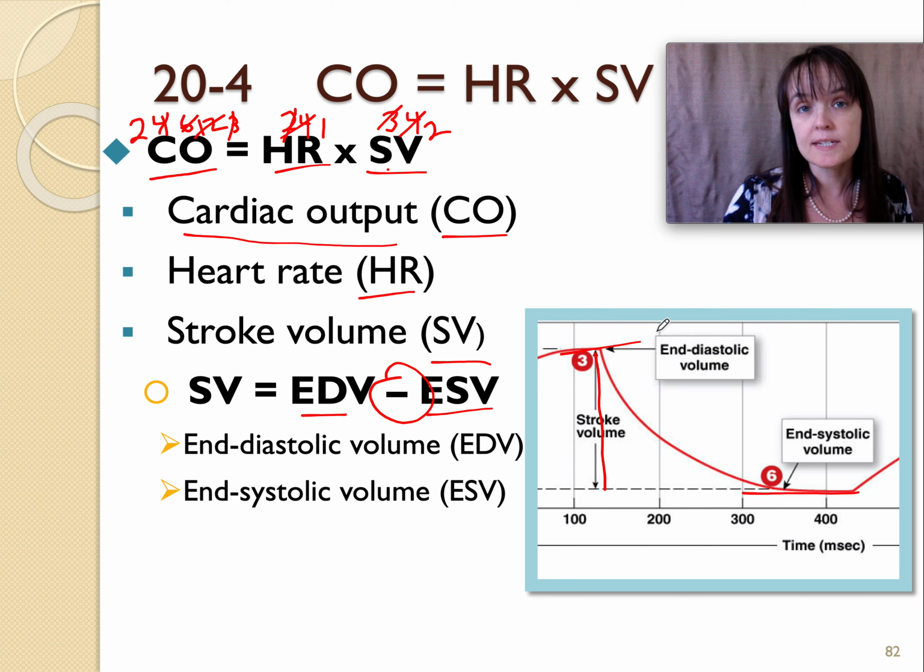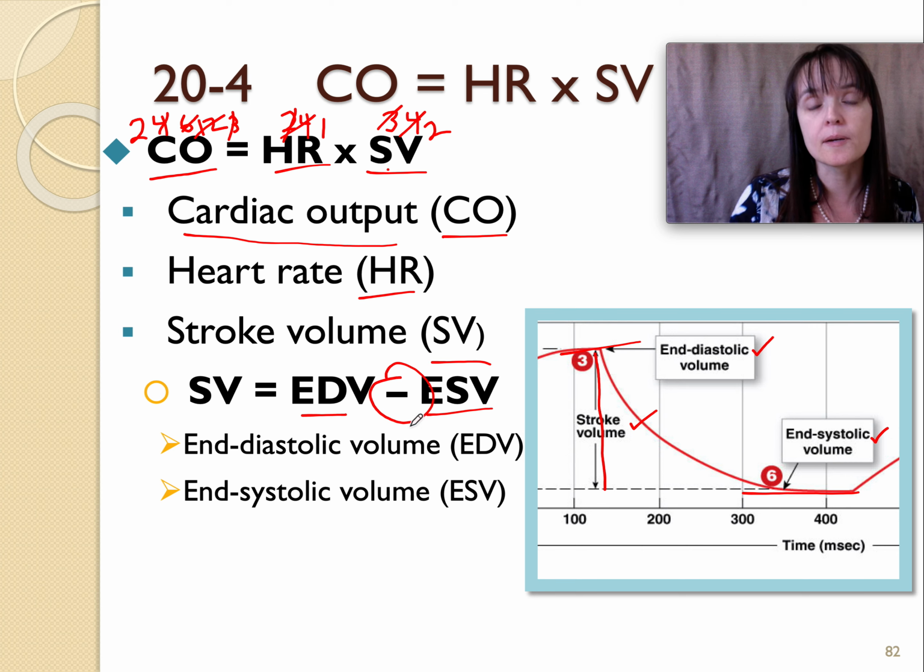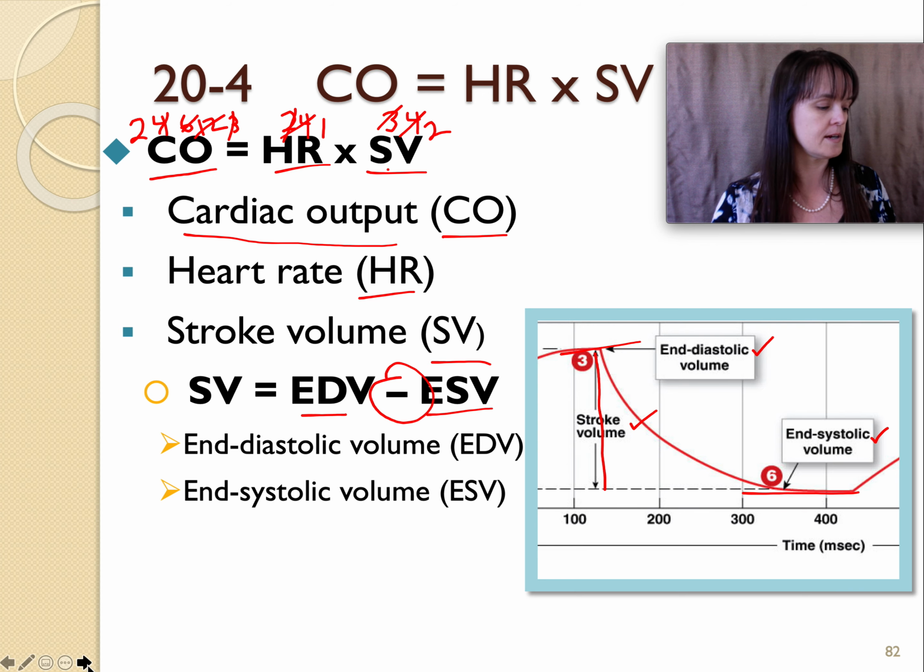So in our toothpaste example, the EDV is how much toothpaste you started with. The stroke volume is how much toothpaste you squeeze out onto your toothbrush. And the ESV is how much toothpaste is left in the tube when you put the cap back on and put it back in a nice, neat, and organized fashion. Everyone in your life will thank you.